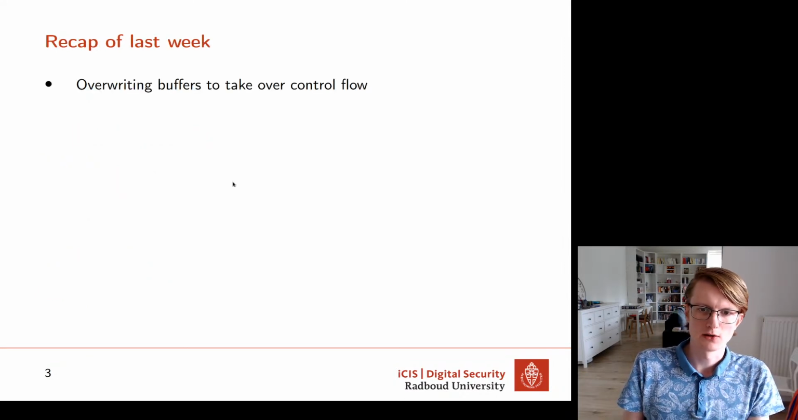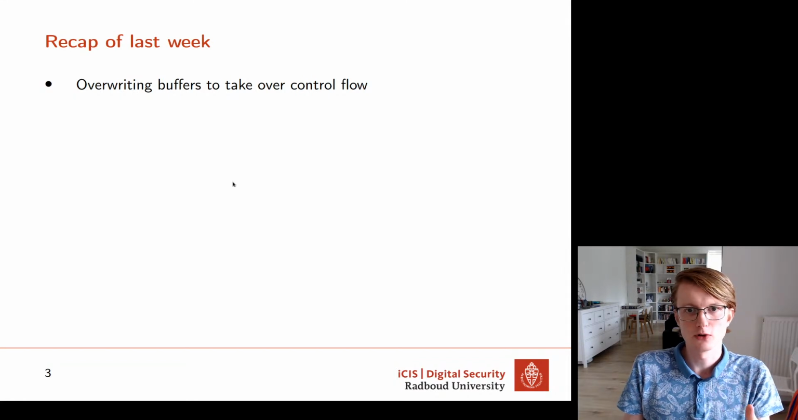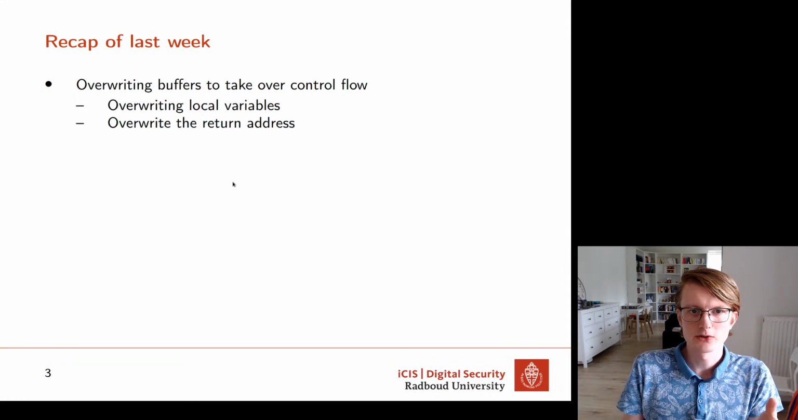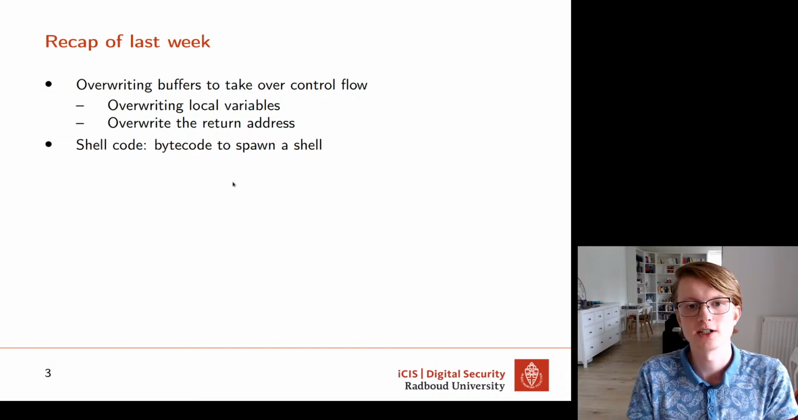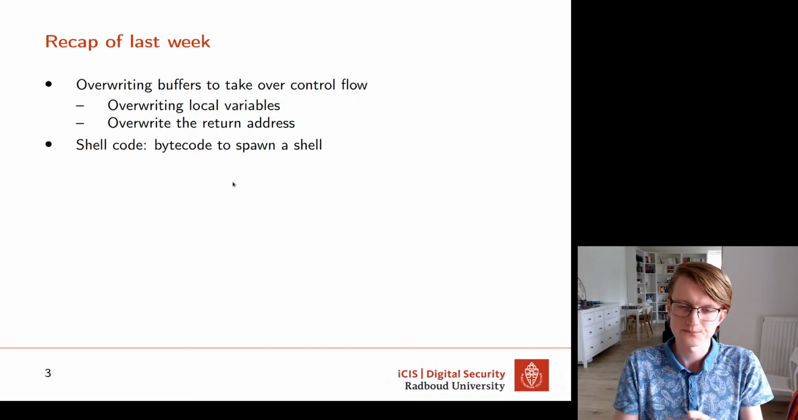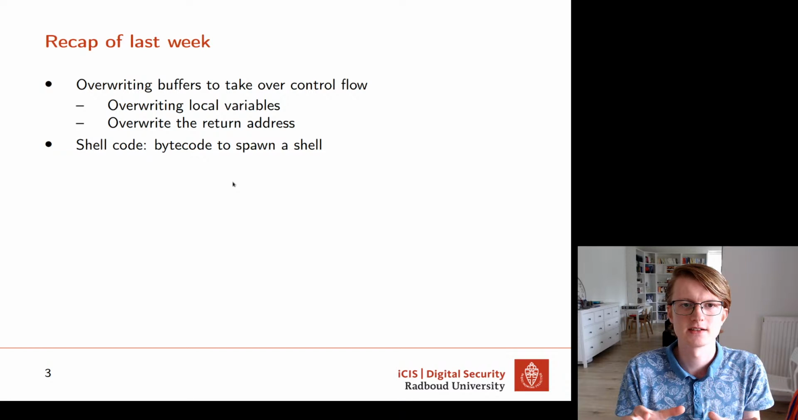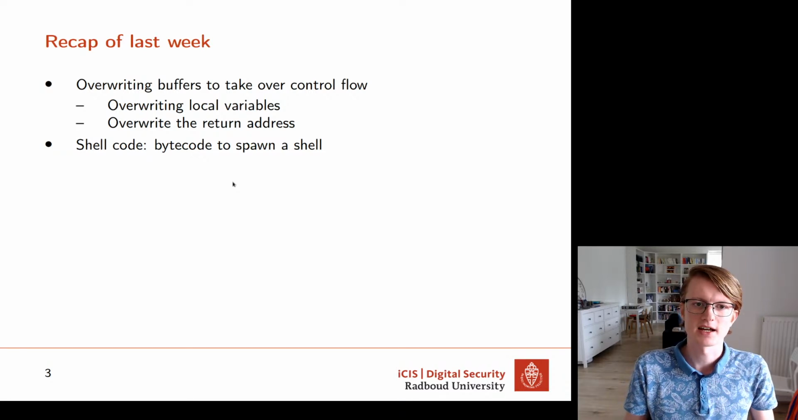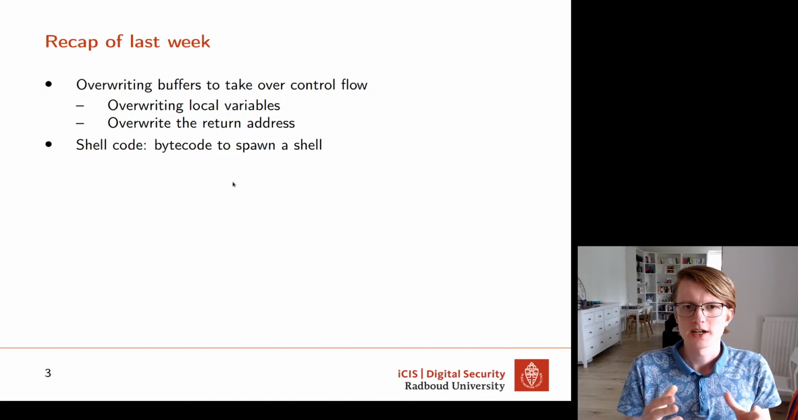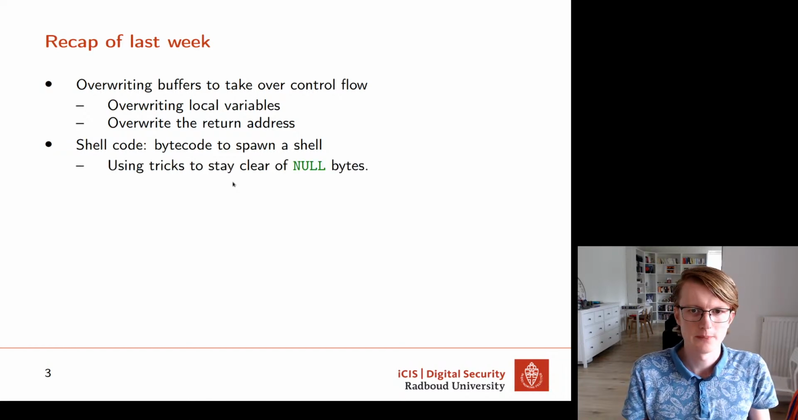So we talked about overwriting buffers to take over the control flow of a program. We overwrote local variables and the return address, and we used shellcode. And we talked about constructing shellcode, which was bytecode to spawn a shell. And you used all that to complete this hacking assignment. Last week, I guess not, but the week before, because last week was Pentecost, of course.